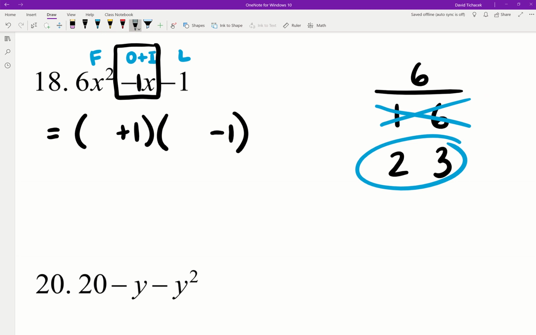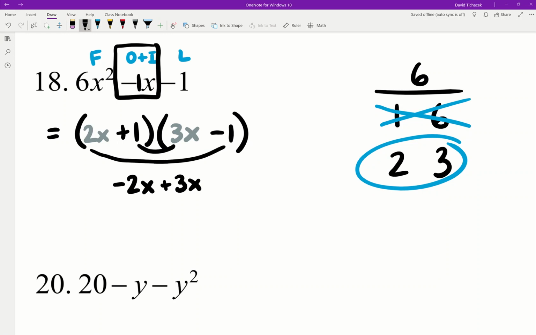Maybe let's say you suspected that this would be 2x and this would be 3x, okay? Well, if we did that, let's check our outer and inner and see if that gives us what we want. Our outer here would be 2x times -1. That's -2x. And our inner, that would be 1 times 3x. That gives us a +3x. And if we add those up together, that would be -2 plus 3. That actually gives us a +x. So we're close here, but we're not quite accurate because, remember, we want a -x.